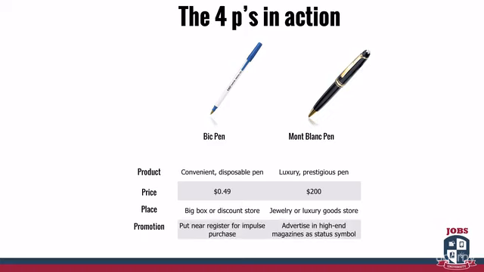And the way you promote a Bic pen is essentially distribution driven. You try and put it as near the register as possible to be an impulse purchase, or you bundle them together to give the impression of value. Whereas with Mont Blanc, you advertise in high-end magazines as a status symbol. So, it's appropriate for a gift or to whip out in front of a client to show them how successful you are. So they have very different dynamics.